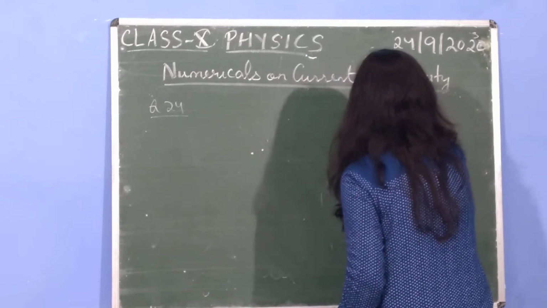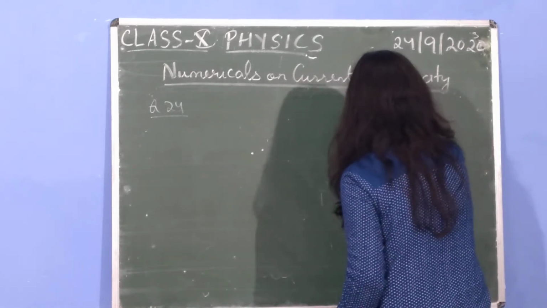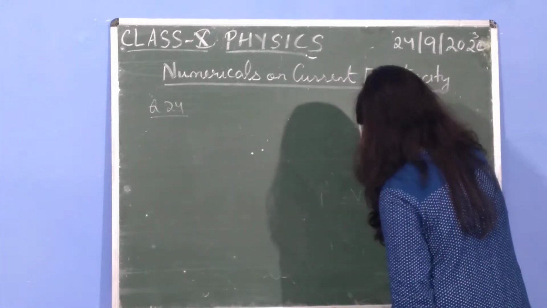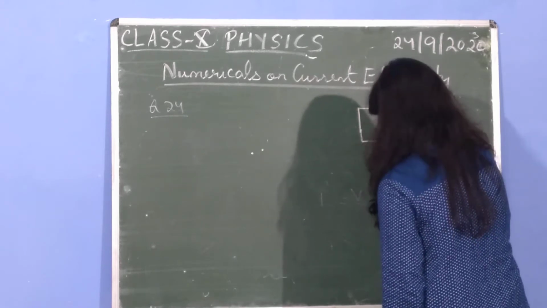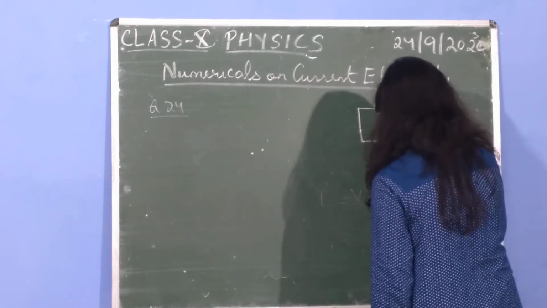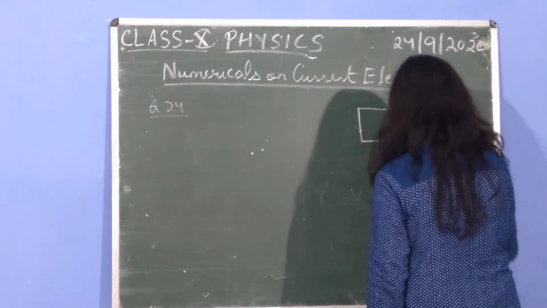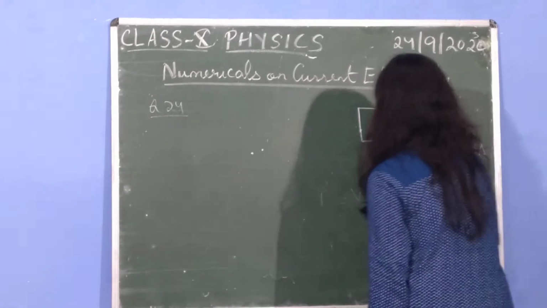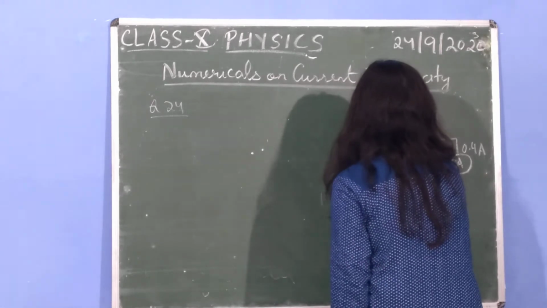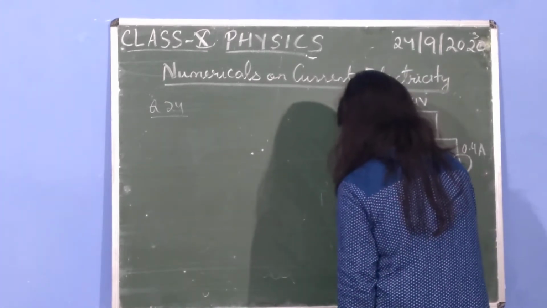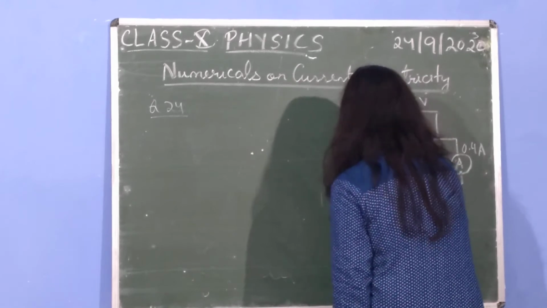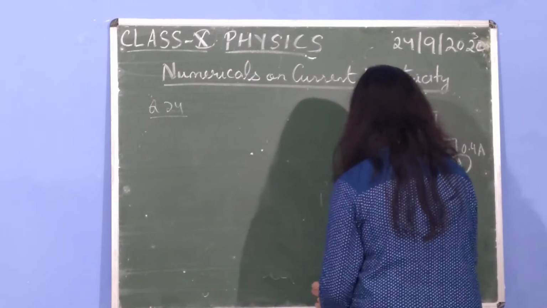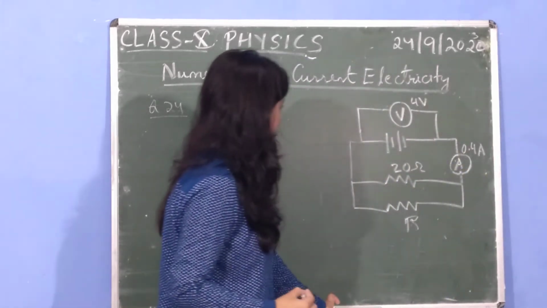Voltmeter. The reading shown by the voltmeter is 4 volt. A battery is connected. Ammeter which shows the current reading. The value of current in the circuit is 0.4 ampere. Then you have two resistors, one of 20 ohm and the other one unknown to us. Say the value of resistor here is R. Okay, resistance here is R.